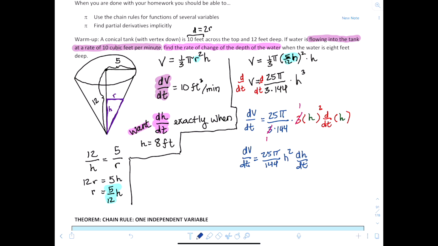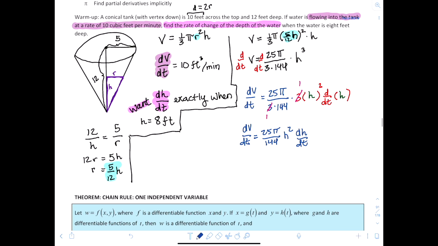Cool so far? Awesome. Now remember that we have values for dV/dt and dH/dt. So let's go ahead and substitute those in and simplify. dV/dt was 10 feet cubed per minute, and I'm just going to put the units in at the end, and that's going to equal 25 pi over 144 times, we're interested when the depth was 8 feet, and then our unknown is the dH/dt.